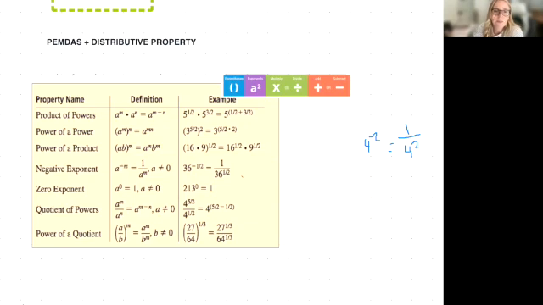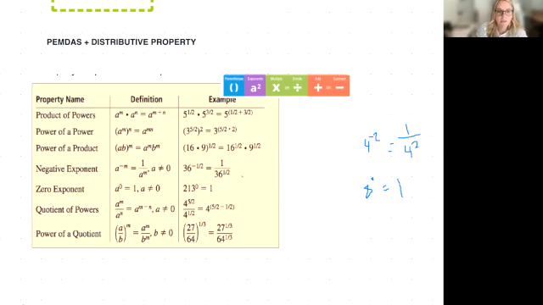A 0 exponent is kind of nice because it's always the same. No matter what your base is, if you have a 0 in your exponent, it's telling you that you have 0 bases. So it's just 1. So 213 to the power of 0 equals 1. 4 to the power of 0. 5 to the power of 0. 8 to the power of 0. Doesn't matter. Always 1.